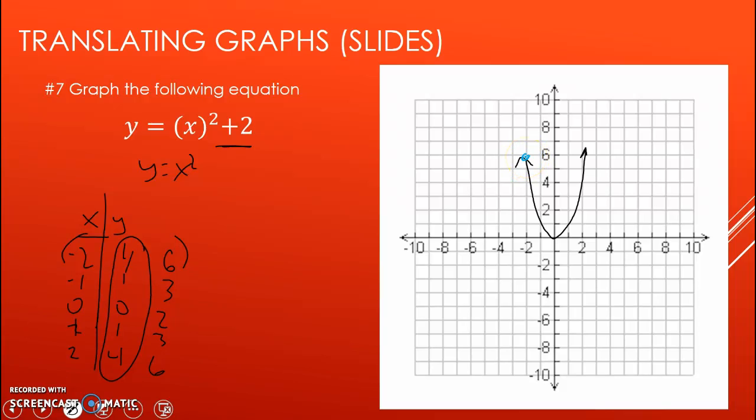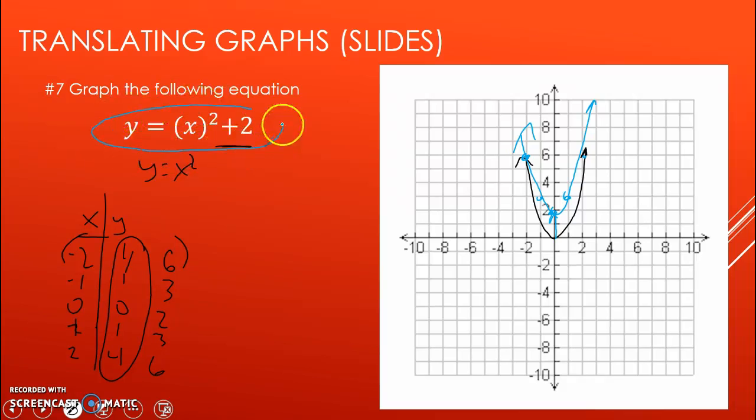I'm going to graph (-1, 3), (0, 2), (1, 3), and (2, 6). And you can see the parabola now looks like this. The whole shape is the same. It's not graphed very neatly, but the shape is the same. It's just shifted 2 units upwards.